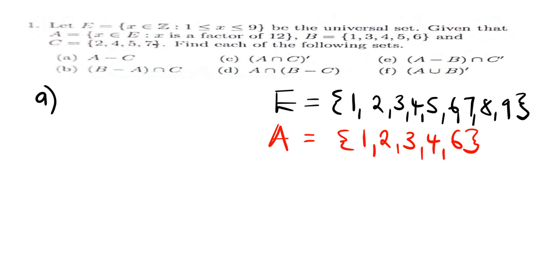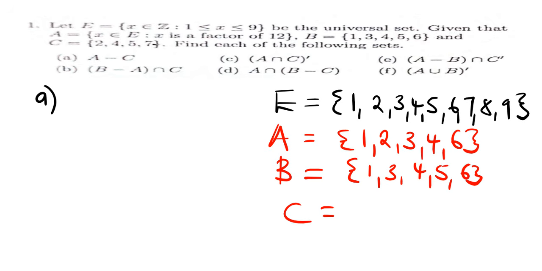Then what can we also list? We can also list B. B we have already been given, it is 1, 3, 4, 5, and 6. Then we are going to come to C. C we've also been given, it's 2, 4, 5, and 7. Okay, so let's start with the first one.